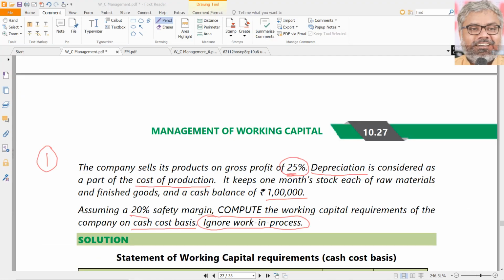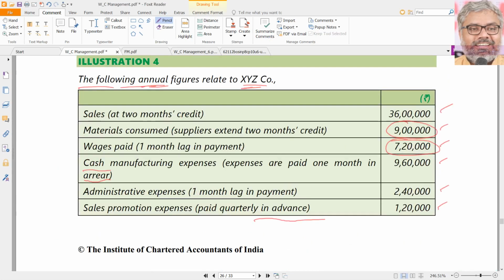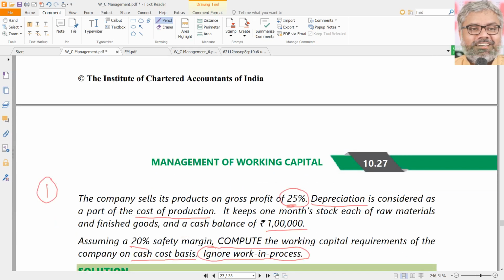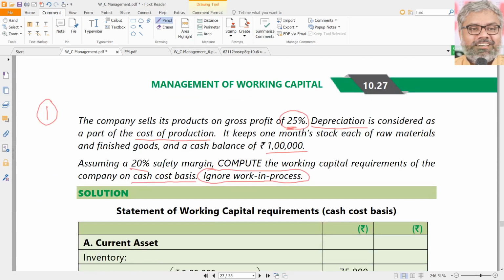Once we have that, it is quite easy since every information is just there, multiplication only. Let us look at one by one. Raw materials. Raw materials consumed is 9 lakhs and how many number of months the raw materials will be in the storage?